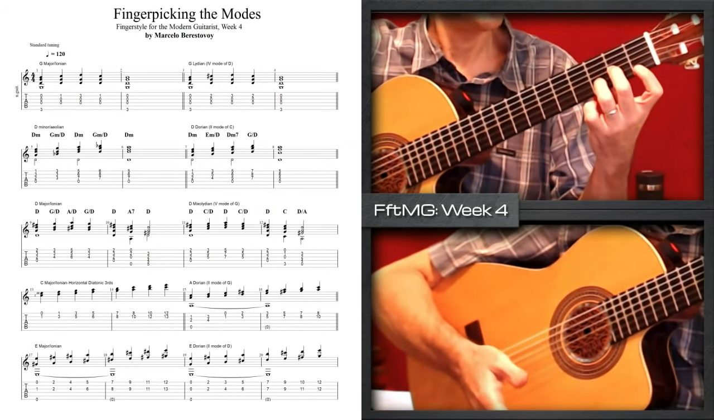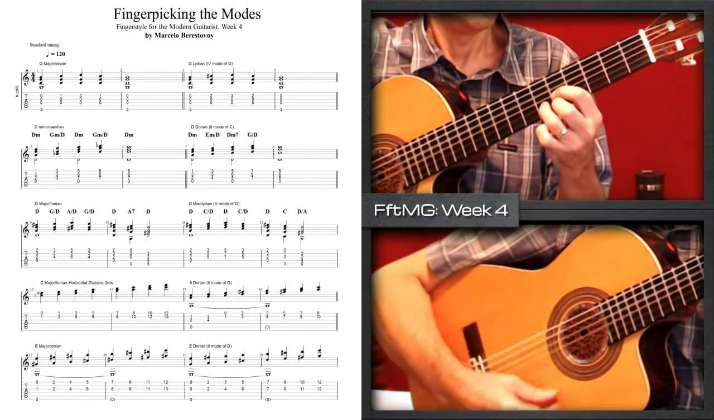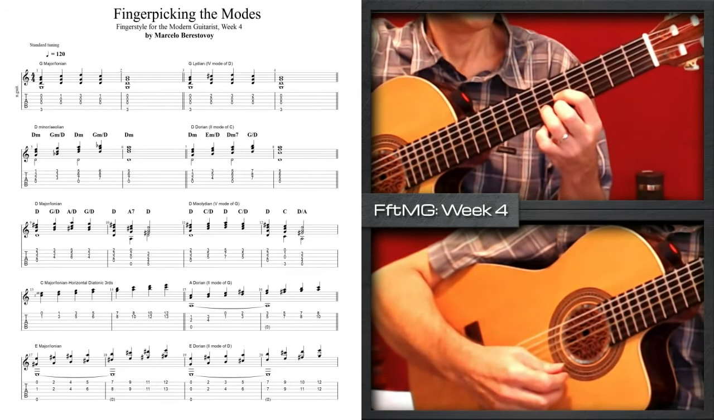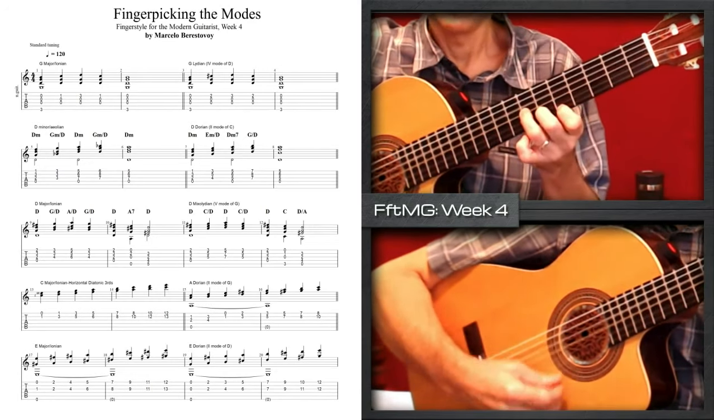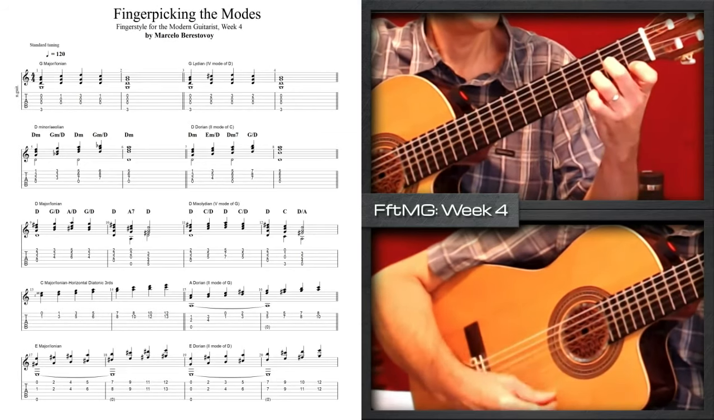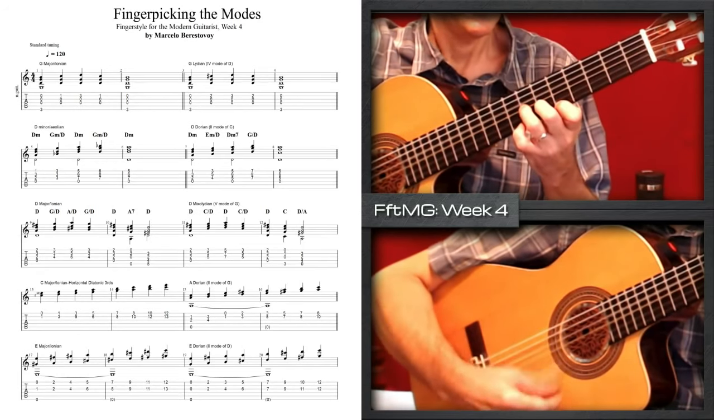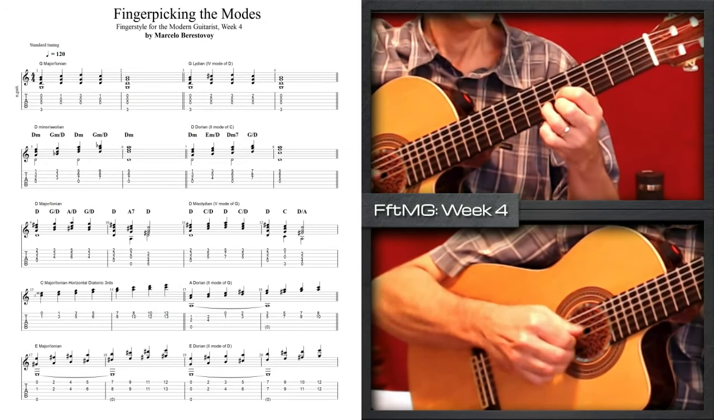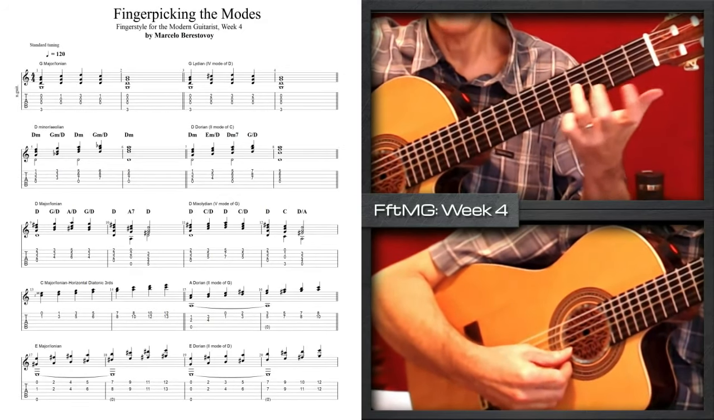And then in measures 7 and 8, you have the Dorian mode. Okay, so minor was, and now for Dorian we have, or ending on D minor 7. The only note that changed was this one. The B flat became a B natural.